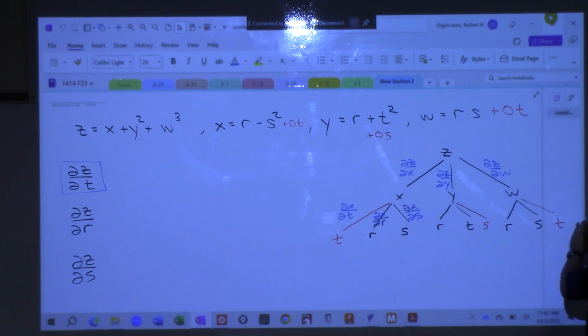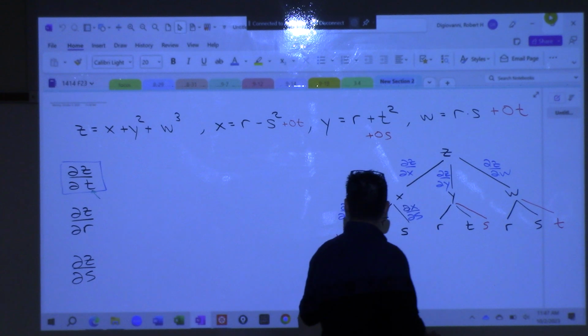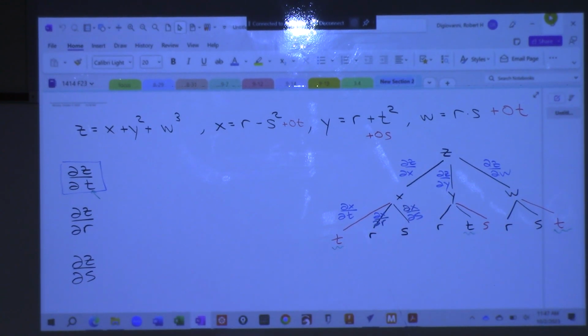And then do I have to do them all? Can I leave them out? Okay. All right, let's go down the branch. We need to get down to t, right? We need to get down to t. That's here, here, and here. Okay.